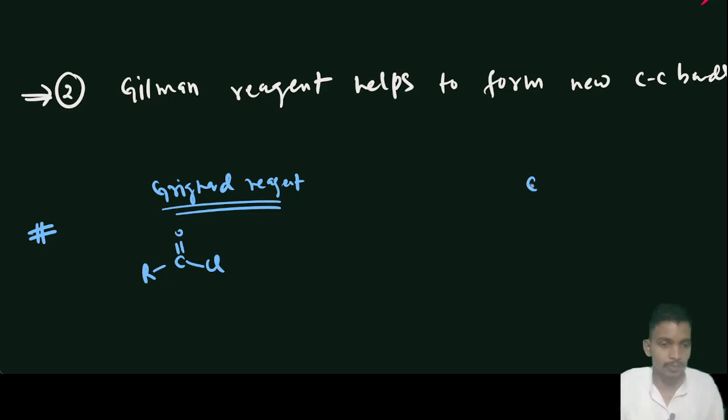Okay, and now here we enter the Gilman reagents. Basically, Gilman reagents are contradictory to Grignard reagents. It means that they will give the opposite compositions of the Grignard reagents. So if you have Gilman reagents, what will you do?